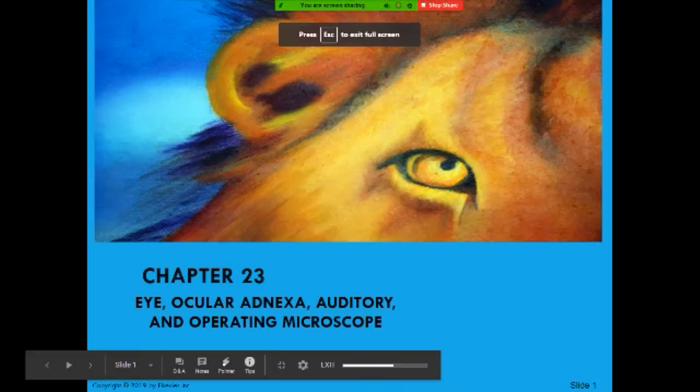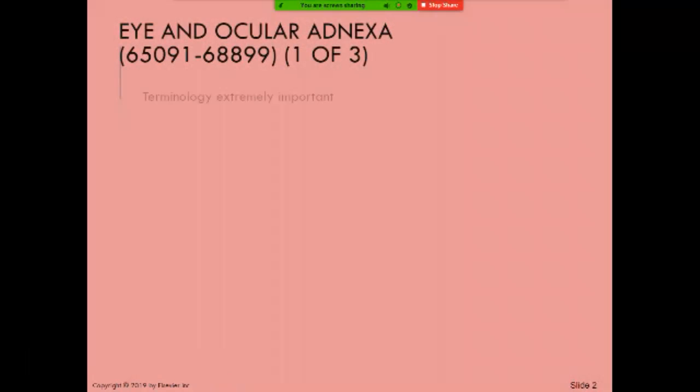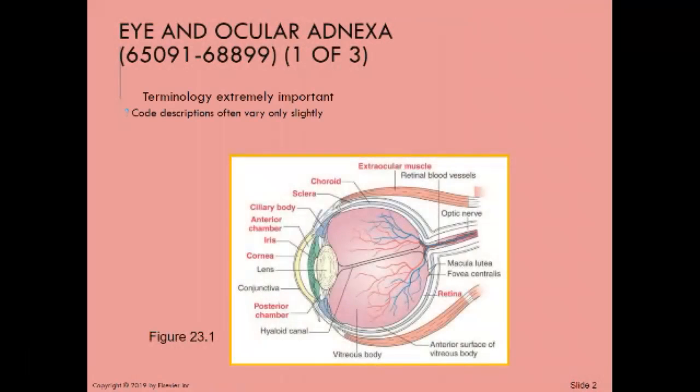Chapter 23: Eye, Ocular Adnexa, Auditory, and Operating Microscope. The Eye and Ocular Adnexa is 65091 through 68899. Your terminology in this section is extremely important, and code descriptions often vary only slightly. So you're going to have to pay attention to your wording. Be very, very specific.